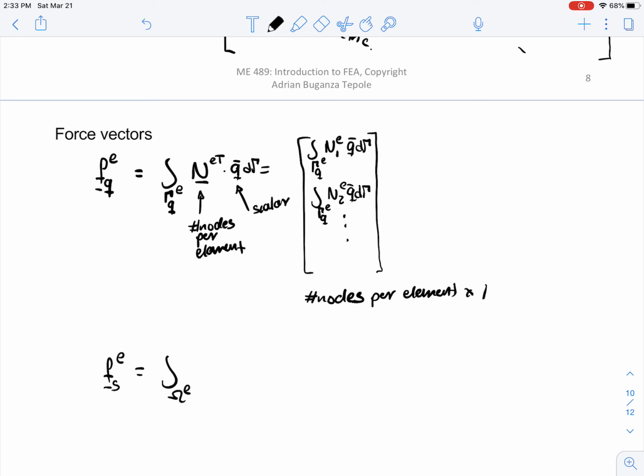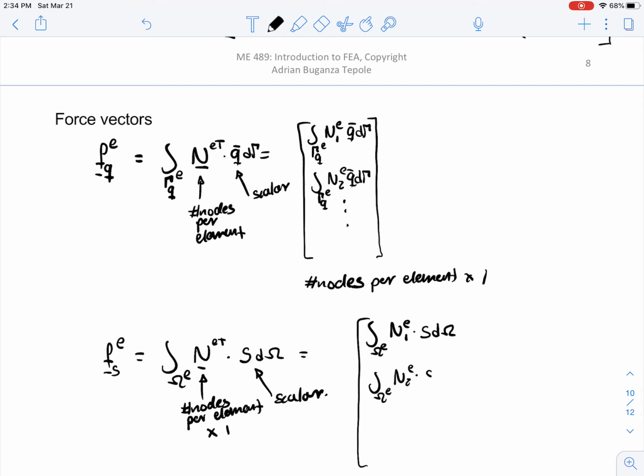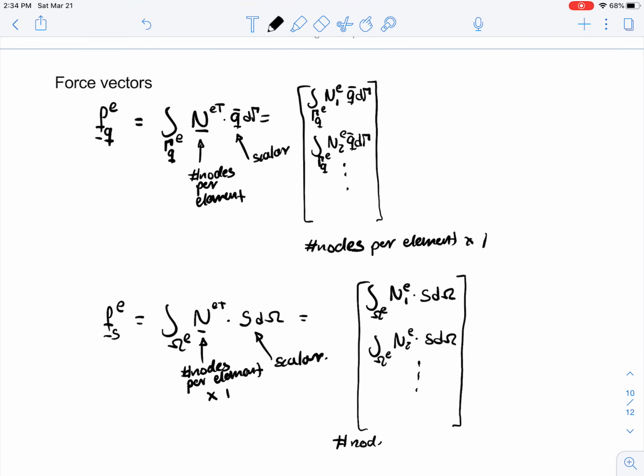The other force vector is the integral over the domain, and again, shape functions times the source. And so again, this is a vector which is number of nodes per element times 1. This is a scalar. So if you just want to see what this looks like, this will be the integral of the first shape function times the source term, the integral of the second shape function times the source term, and so on. So you end up with a vector which is number of nodes per element times 1.